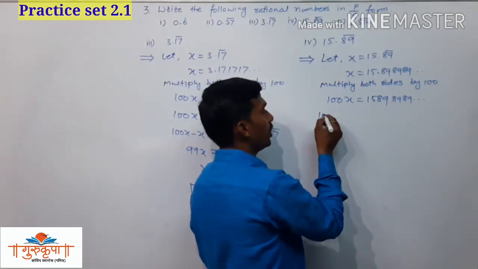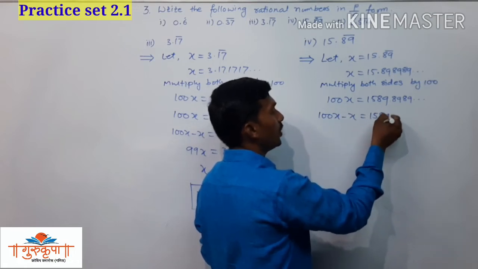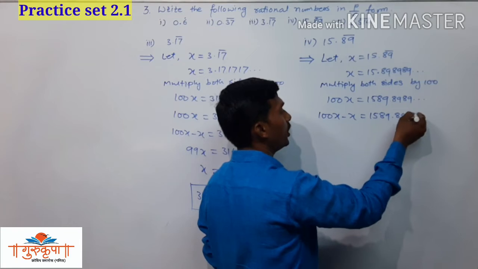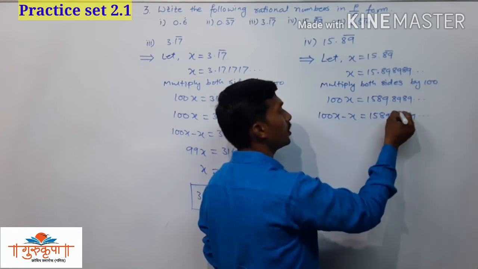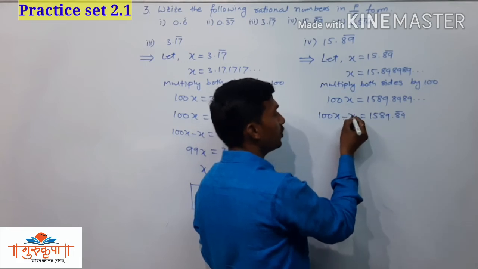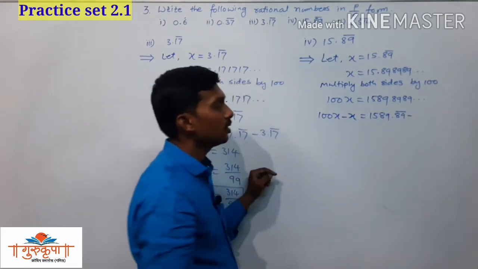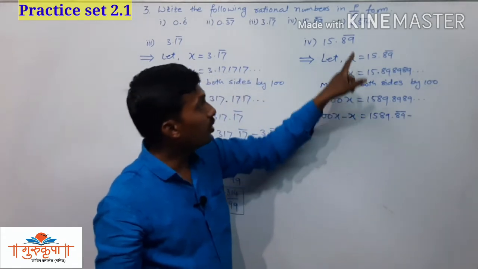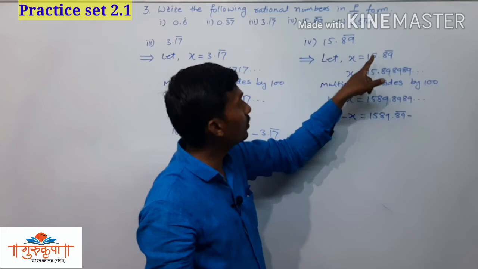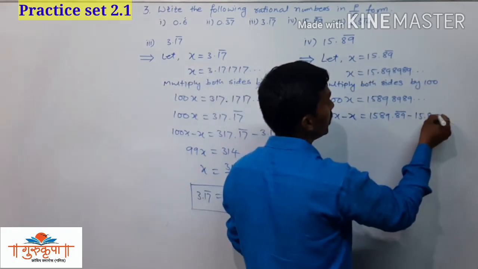So here we will get 100x minus x is equal to 1589.898989. We can represent it as recurring 89. Since we subtracted x from the LHS, we have to subtract x from the RHS also. Now here we have to put the value of x, that is 15.8 recurring 89.